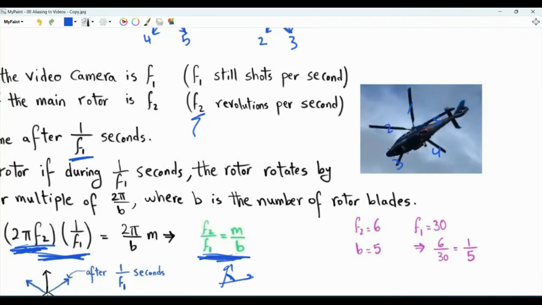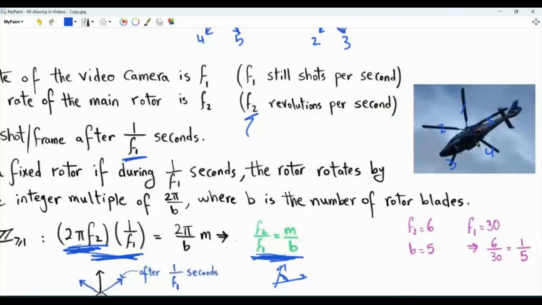If this expression is not satisfied exactly, so if the left and right hand sides differ slightly, then the rotor will appear to us to be rotating either clockwise or counterclockwise, but with a speed of rotation that will look much slower than the real speed of rotation.